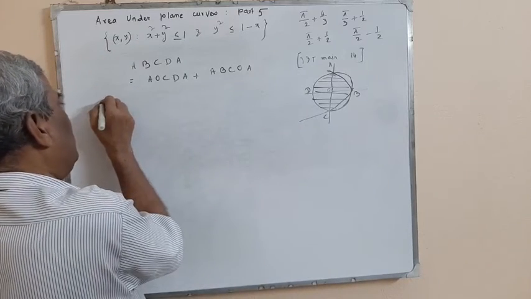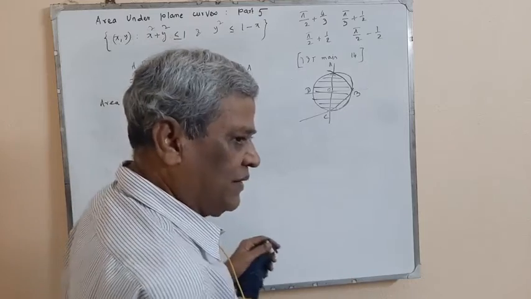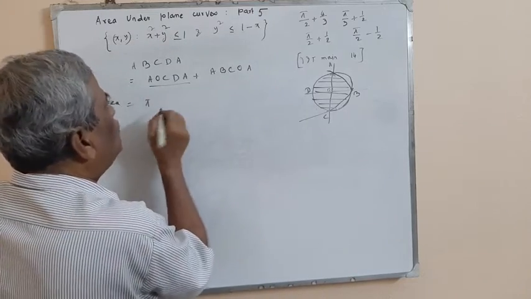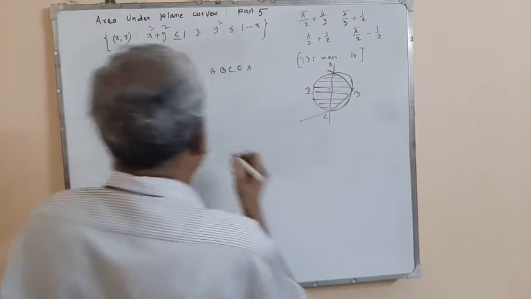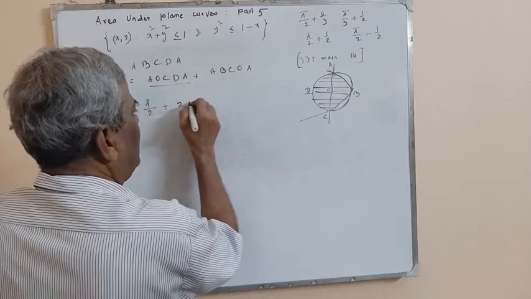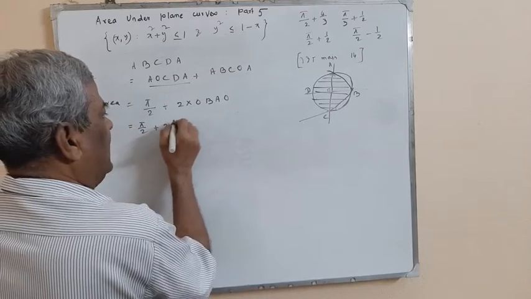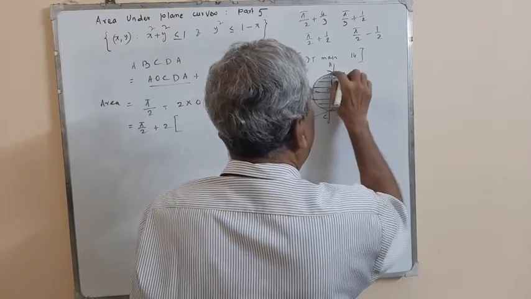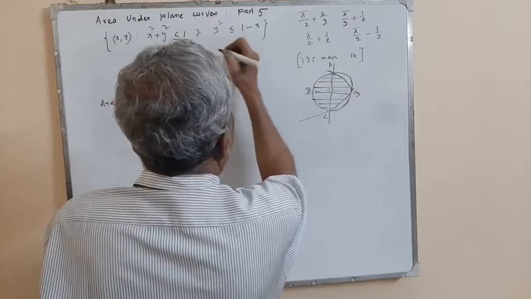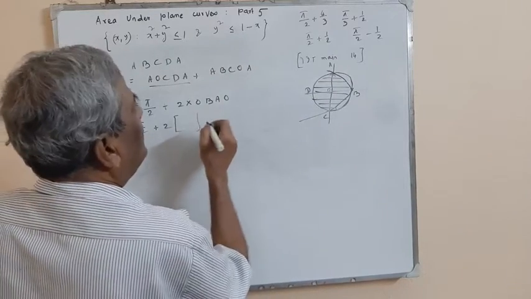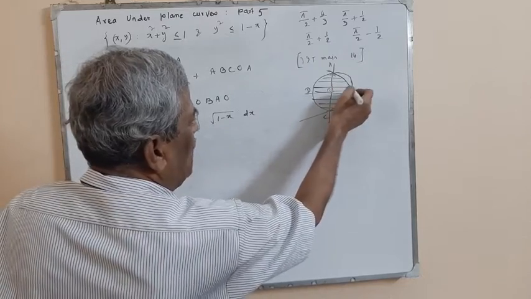Now the area of this: for that part, it is the area of the semicircle, pi r square by 2, so pi into 1 by 2. And for this part, it is 2 times OBAO. So the area is pi by 2 plus 2 times OBAO. This is equal to y dx, where y should be taken from that, the integration of root over 1 minus x dx, limit from 0 to 1.